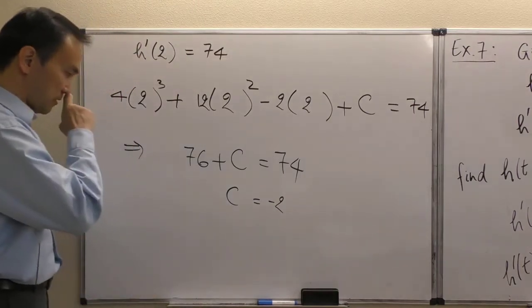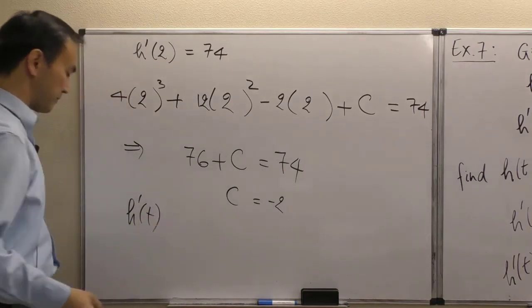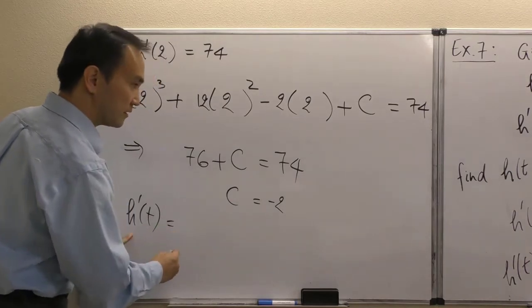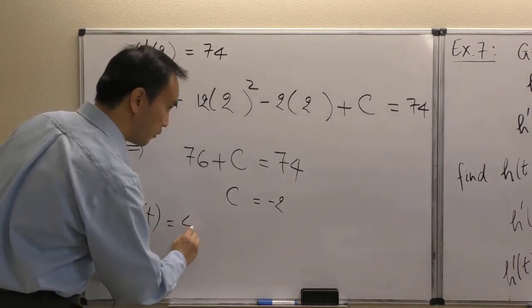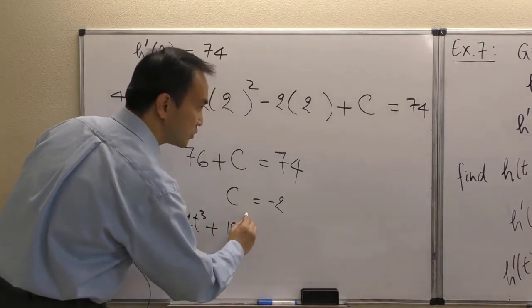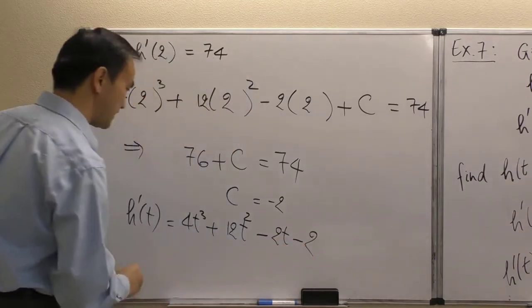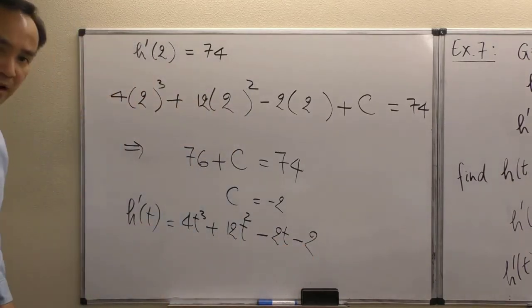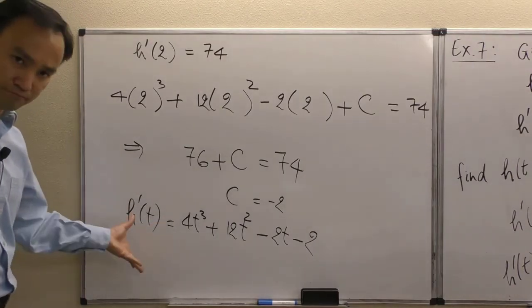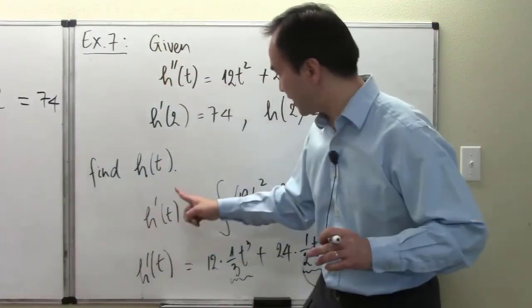And so now our first derivative has been found. We started out with the second derivative, but now we found our first derivative. That is 4t cubed plus 12t squared minus 2t minus 2. So that's our first derivative. But having the first derivative is not our final answer, because we need to go all the way to finding the actual h.